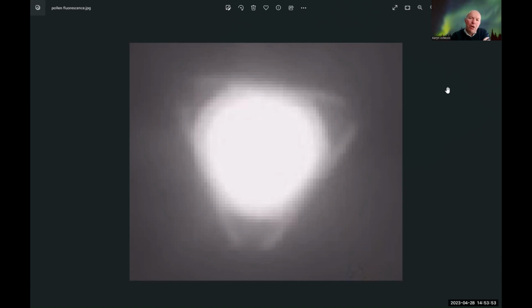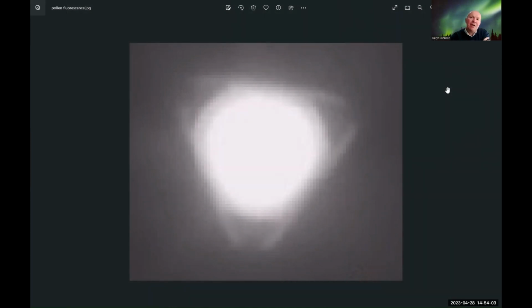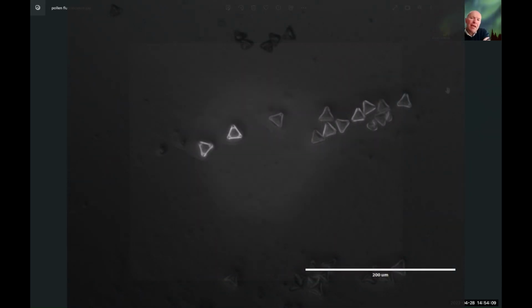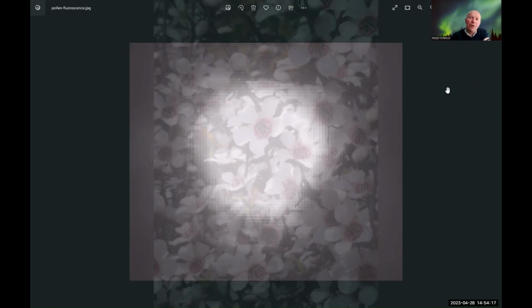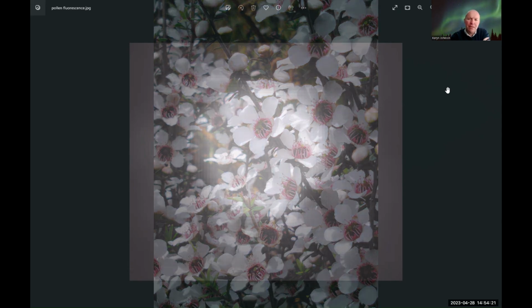So the pollen grains don't start out with this concentric circle of fluorescent light. They start out with a birefringent fluorescence around the edge of the triangular shaped Manuka pollen. So when you isolate the pollen directly from the flower, Manuka flower, you get to see something completely different.